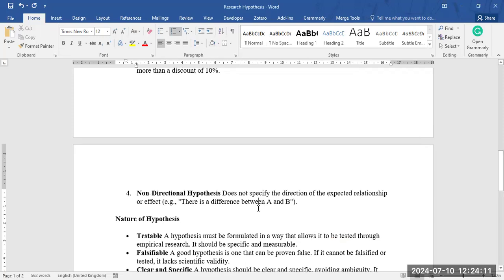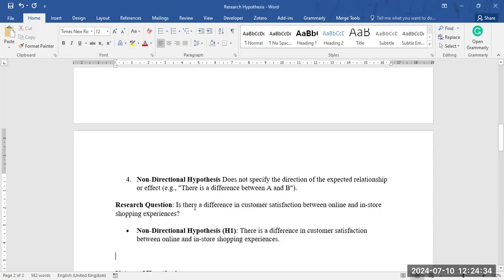So then another one, non-directional hypothesis. That means it does not specify the direction of the relationship or effect. There is a difference between A and B, but they don't know whether A increases or B increases. That's why they can say it's a non-directional hypothesis. That also we can see.